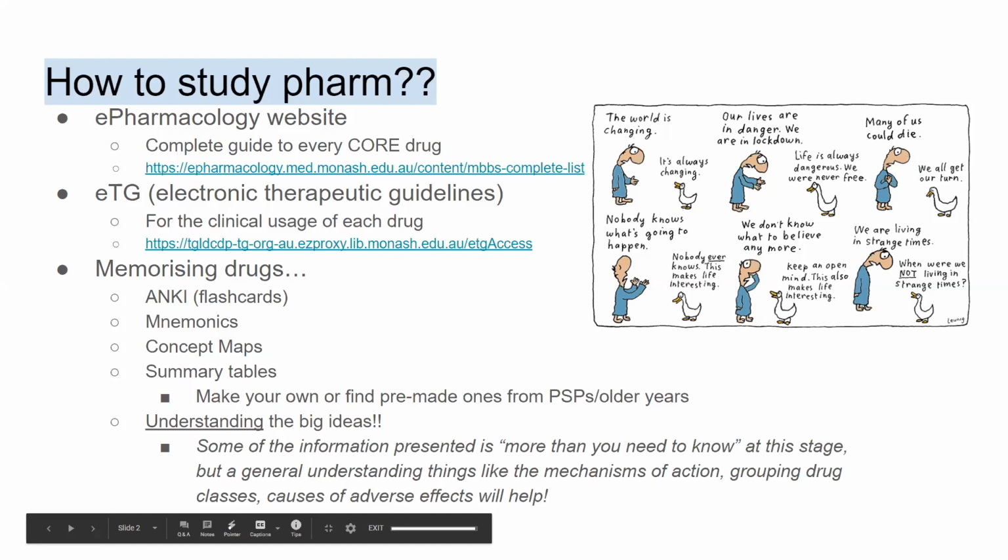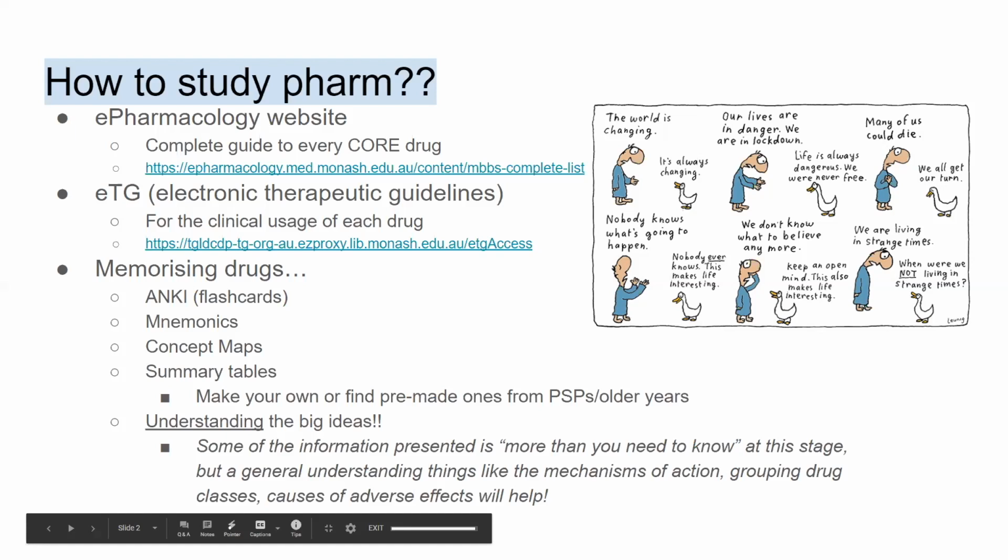Another one is the electronic therapeutic guidelines, and that tells you the clinical usage of each drug. That's more relevant the further you go along. As for memorizing drugs, different people have different ways of studying, of course. Anki is a very popular software for med students particularly, and it's basically a digital flashcard that uses spaced repetition, or you could just use normal flashcards if that's more your thing.